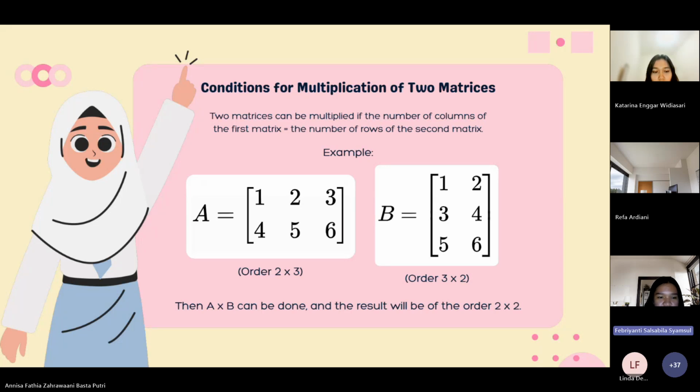Unlike the previous operations, matrix multiplication has a specific condition. Two matrices can only be multiplied if the number of columns in the first matrix is equal to the number of rows in the second matrix. For example, a matrix of order 2 by 3 can be multiplied by a matrix of order 3 by 2, resulting in a matrix of order 2 by 2.